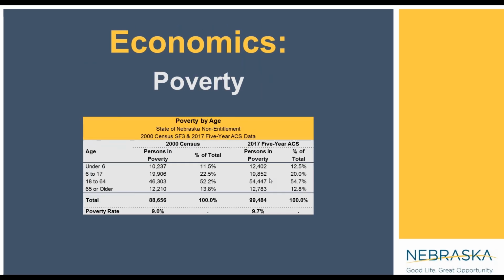On that next topic, poverty by age for the non-entitlement area. The 2010 census, like I said, does not ask about income. And then they changed the poverty questions in the American Community Survey midway through, so you couldn't actually get a 2010 poverty estimate. So the best we can do for a temporal comparison for the non-entitlement area is the 2000 census and the 2017 5-year ACS. And we see here that there was a very small increase in the poverty rate, 9% to 9.7%. I've seen much worse throughout my travels, so that's actually a pretty good number.